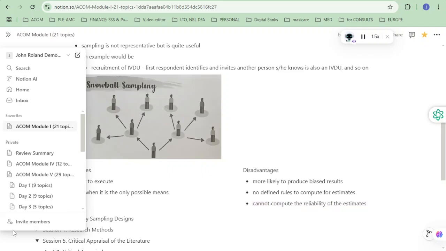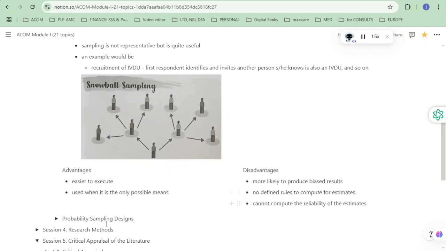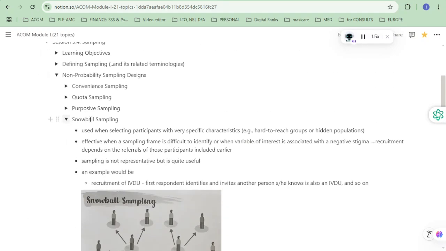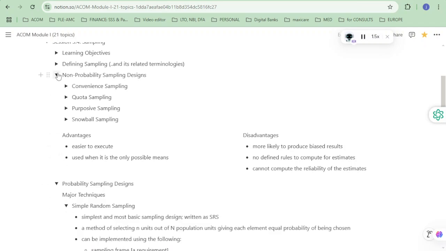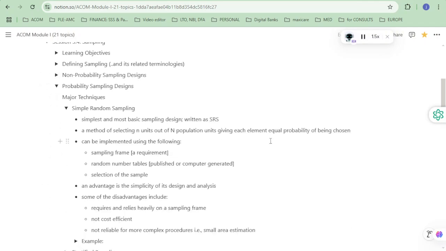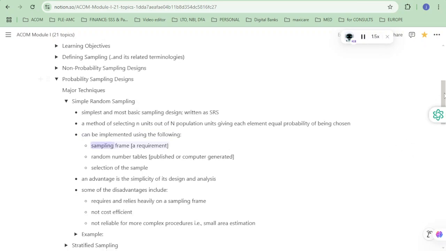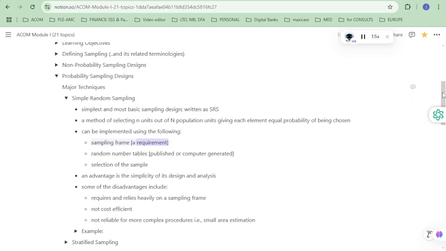Probability sampling designs. Major techniques. Simple random sampling, written as SRS, is the simplest and most basic sampling design. A method of selecting n units out of N population units, giving each element equal probability of being chosen. Can be implemented using the following: a sampling frame is a requirement; random number tables, published or computer generated, for selection of the sample. An advantage is the simplicity of its design and analysis.